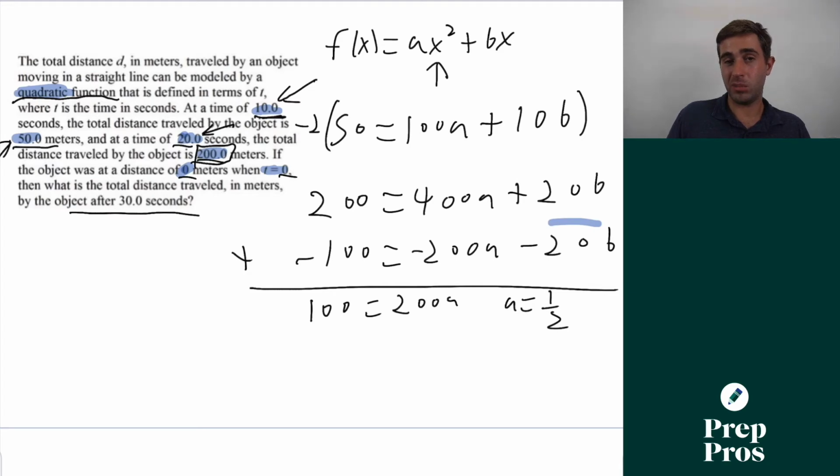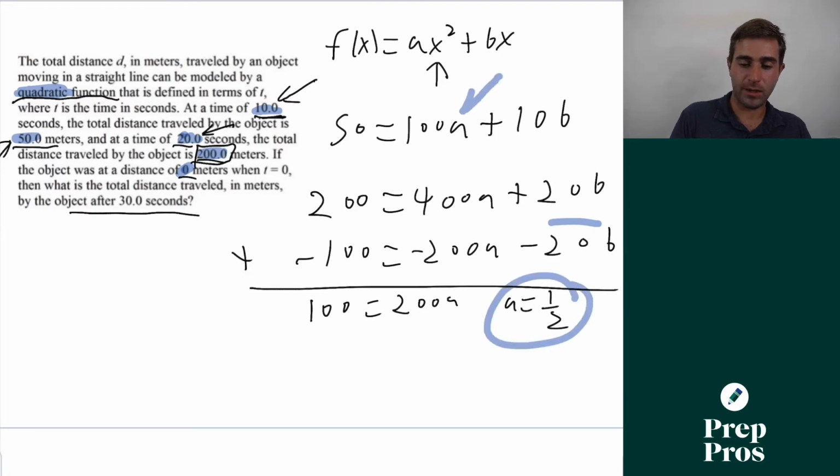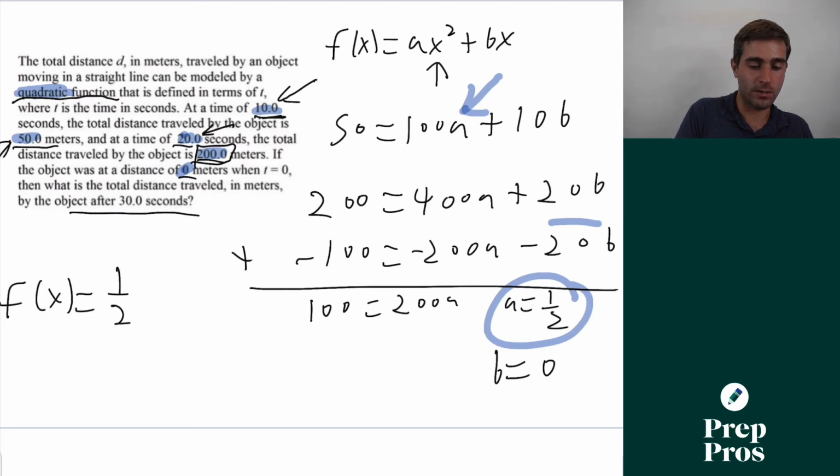Now I very simply can plug that 1/2 back into either equation to solve. So we'll get rid of a little bit of this work here. Now I would just use the top one. If I plug 1/2 in for a, I'm simply going to get 50 equals 50 plus 10b. That means 10b is going to equal 0. Therefore, b will equal 0 in this case. So what I actually have is my function is simply 1/2 x squared.